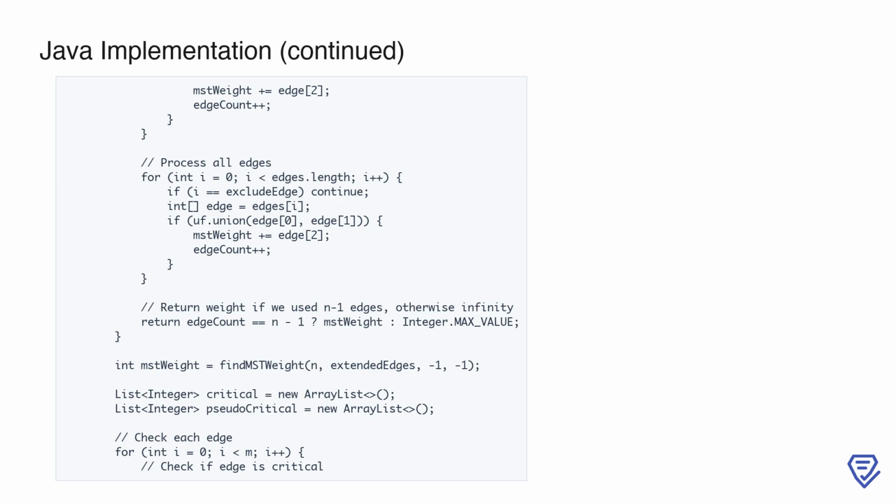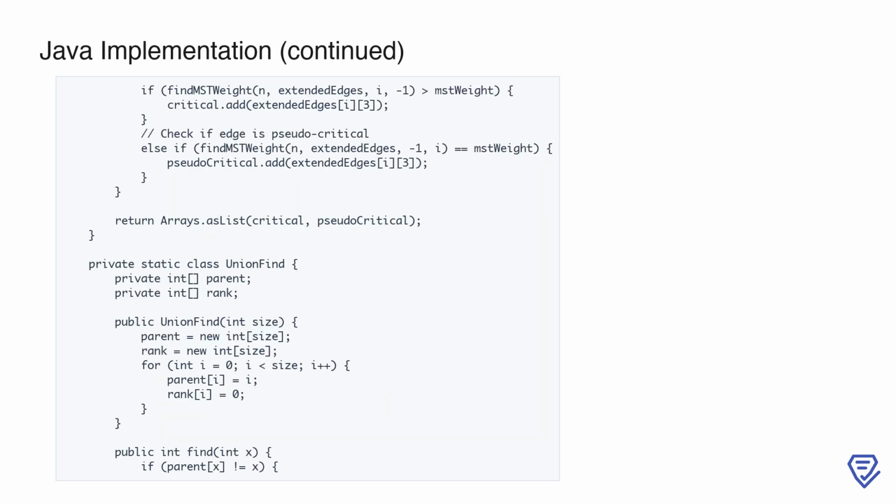Once all edges are processed, the function checks if the MST contains exactly n-1 edges, which is the criterion for a valid spanning tree. If this condition is met, it returns the MST weight, otherwise, it returns Integer.MAX_VALUE to indicate the spanning tree is invalid. After calculating the MST weight for the entire graph without exclusions or inclusions, we initialize two lists, critical for critical edges and pseudo-critical for pseudo-critical edges. The next step is to examine each edge in the graph to determine if it belongs to either category.